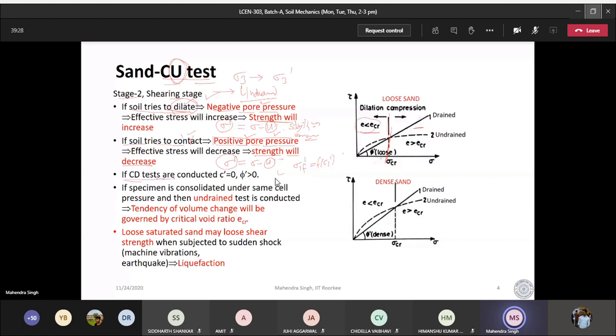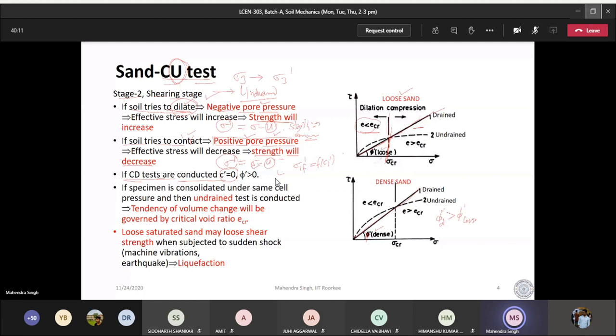If you have done a CD, consolidated drained test, then C dash will be 0. So this is the failure envelope. C dash will be 0 for sand, and phi dash will have some value. This is the case of loose sand, and in the second figure, this is the case of dense sand. So phi dash here will be phi dash dense and phi dash loose. You can find it out by conducting the CD tests, and this value for dense will be more than that for loose.